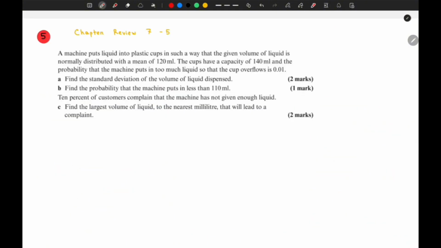Now moving on to the next question. This is from chapter review 7, number 5. A machine puts liquid into plastic cups in such a way that the given volume of liquid is normally distributed with a mean of 120 milliliters. So let's call the volume V. So we can say that V is normally distributed with a mean and variance. I think we do not know the variance. Okay, the cups have a capacity of 140 milliliters, and the probability that the machine puts in too much liquid so that the cup overflows is 0.01.